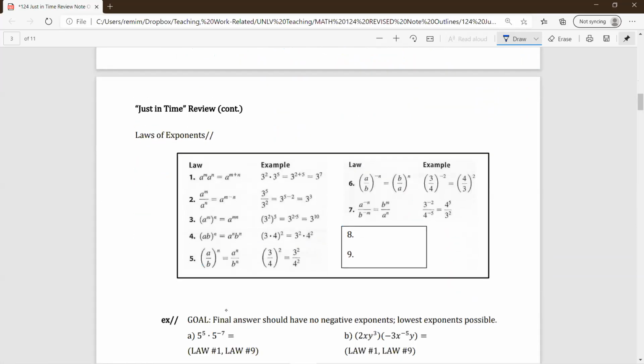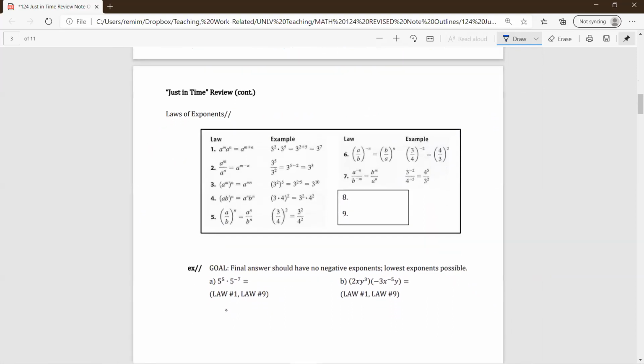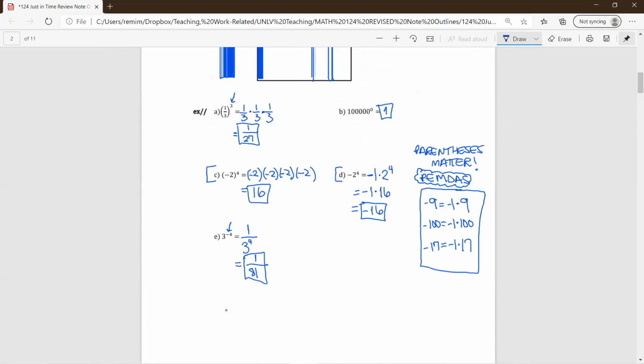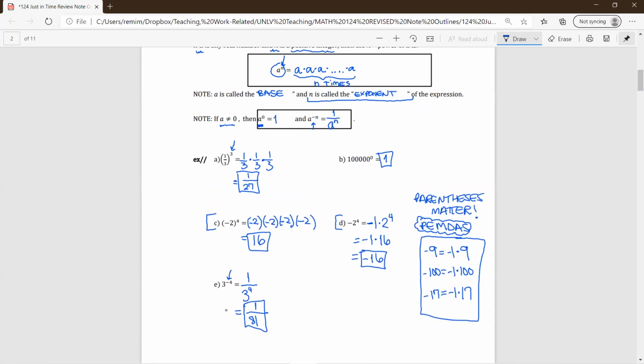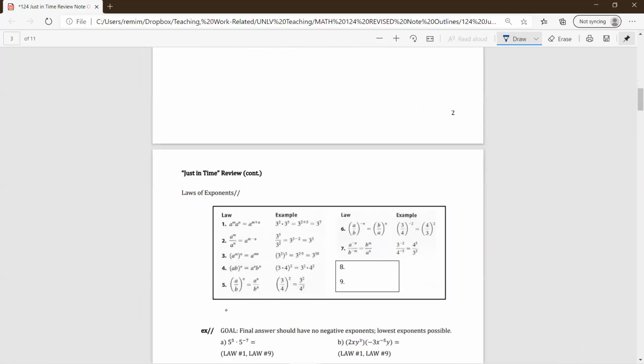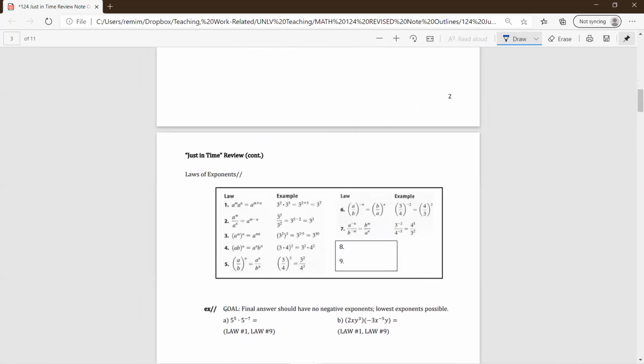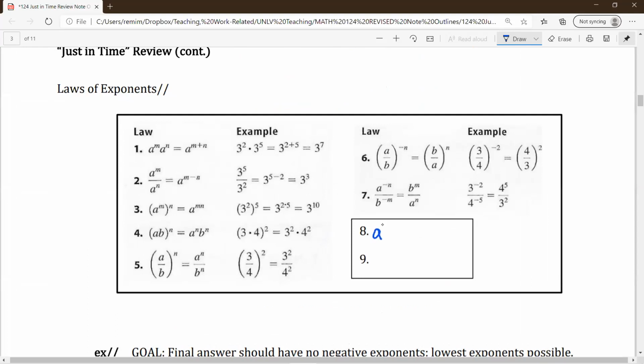So next page, laws of exponents. So you can kind of read through these laws in this box. They give a law of exponents, and then they also give an example for each one. So I'm not really going to go through all that, but I am going to add a couple laws in. I'm going to add the two that we already wrote on the previous page in the box. So for law number 8, I'm going to say that this is a to the 0 equals 1. We already talked about that. And then for law number 9, the other one that we talked about, a to the negative n equals 1 over a to the positive n.